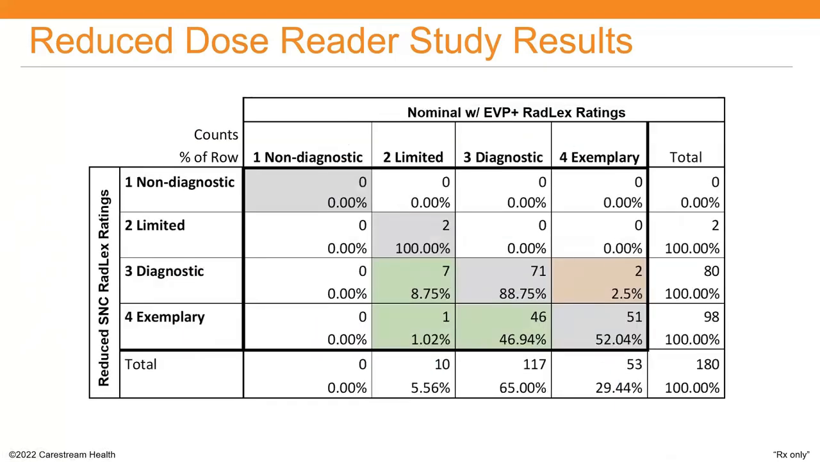This contingency table enables comparison of raw RADLEX ratings. Here we observe that for 178 out of 180 paired ratings, which is 99% of the ratings, the reduced dose images with smart noise cancellation were rated the same or higher than the nominal dose images processed with EVP Plus. And 54 out of 180, or 30% of the paired ratings, were instances of the reduced dose images with smart noise cancellation being rated higher than the nominal dose images with EVP Plus alone. This data suggests that the reduced dose images with SNC are superior.